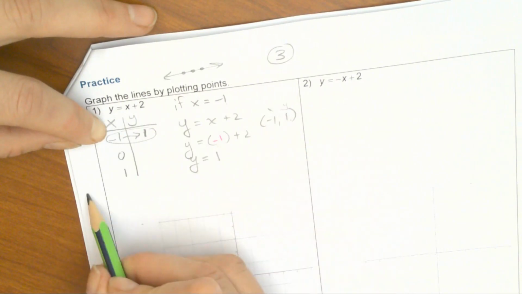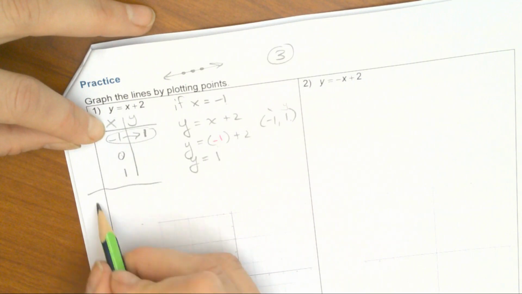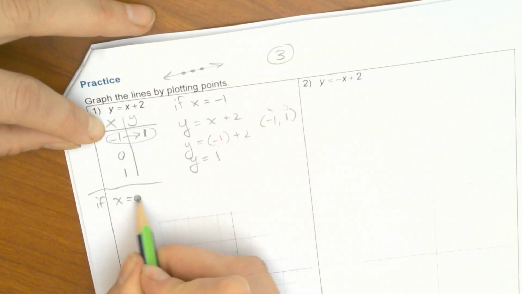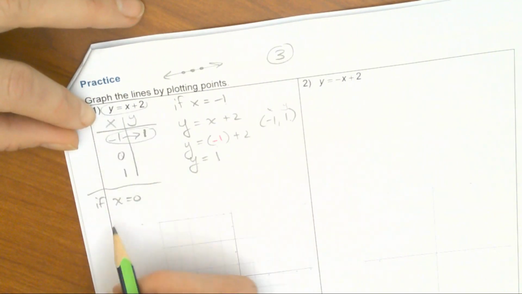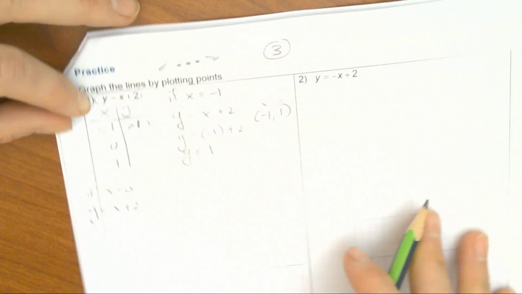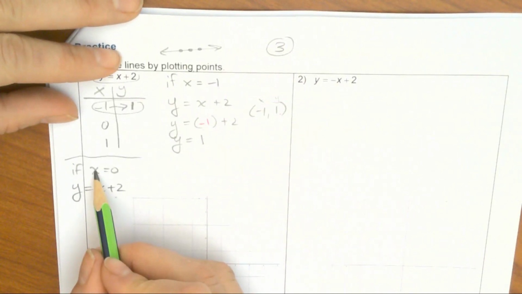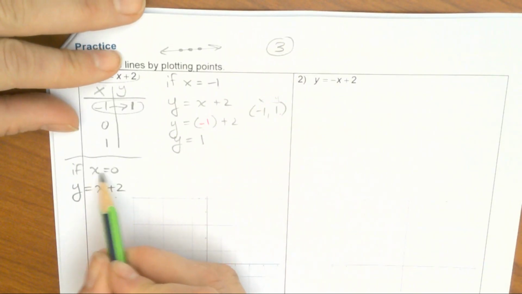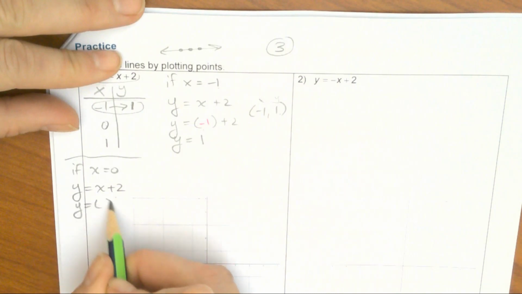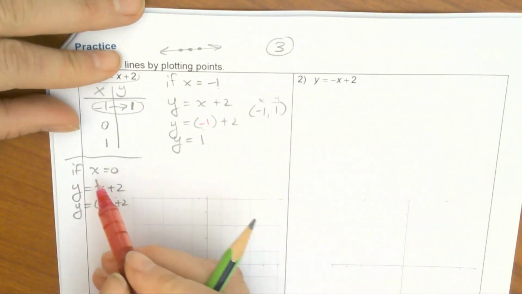So now let's do the next one, if x is 0. So if x is 0, let's copy down the equation, put brackets where the x is. Why do we put brackets where the x is? Because we're saying x is 0, so we have to change the x value. Wherever the x is, we're going to put 0.